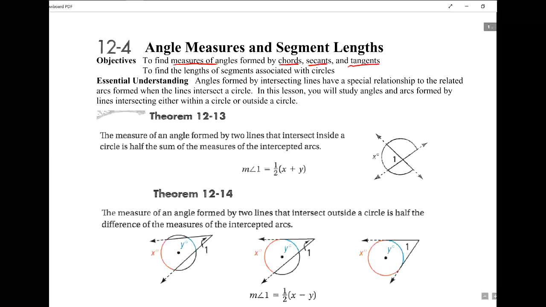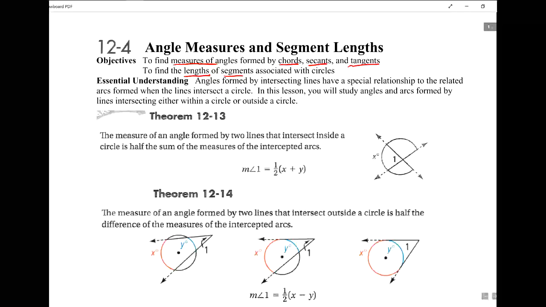We know two of those words already. We've seen chords. We know what chords are. They intersect a circle in two places, and tangents intersect a circle at exactly one point, the point of tangency. We're going to learn what secants are shortly. And we're also going to find the lengths of segments associated with these circles.